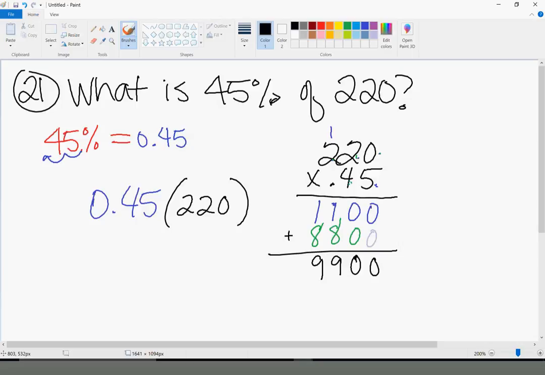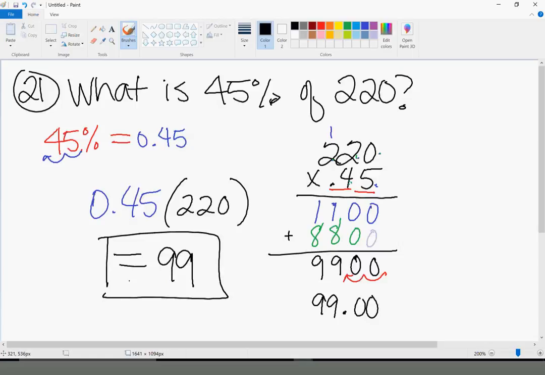But we now need to put our decimal values back in. So we had 2 decimal places, so we need to put 1, 2 here. So the answer is going to be 99.00, which is just 99. So that is your answer. So to get the percent of a number, change the percent to a decimal, and then multiply that decimal by that number.